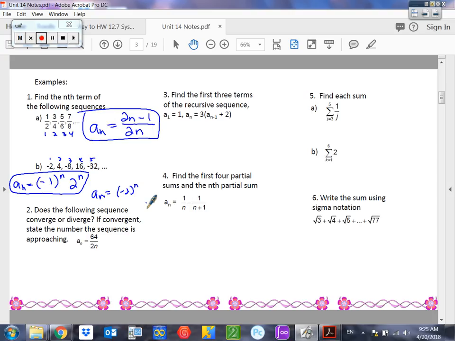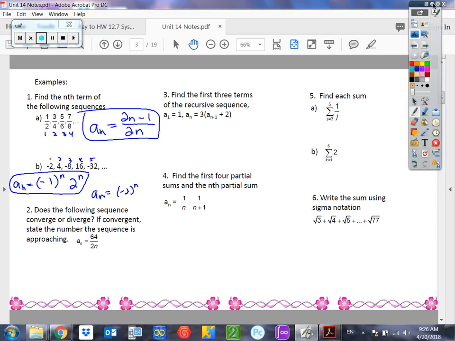Number 2 is the first one where we're going to need a calculator. When we're doing convergence and divergence in this lesson, I want us to use a calculator. There are other ways to do convergence and divergence, but for this particular lesson, I want us to use a calculator. Okay? So let me clear this out. Let me go to my calculator.